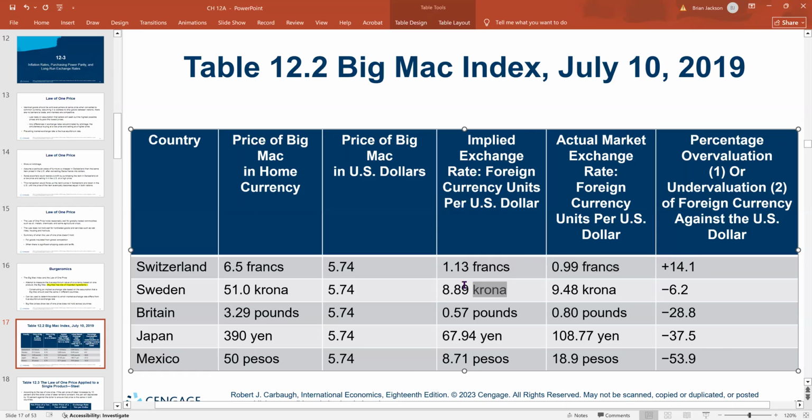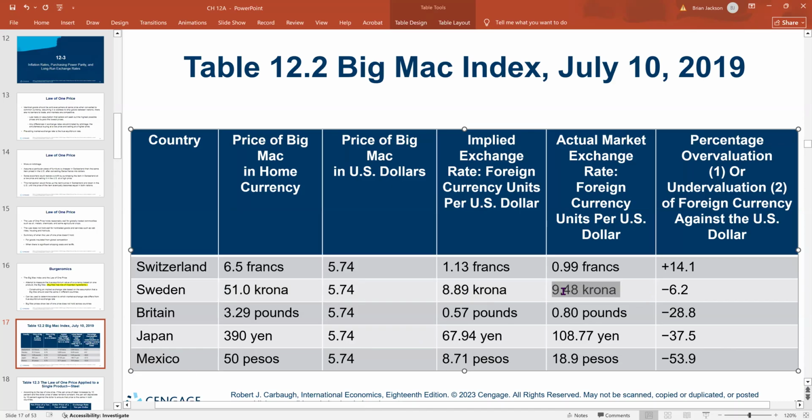Over here for the Swedish kroner, we kind of have the opposite. We see that there's an implied exchange rate by the law of one price of 8.89 kroner per dollar. Why is that? Because the Big Mac on July the 10th, 2019 cost 51 kroner. Again, in the U.S., it's $5.74 per Big Mac. So take the first number and divide by the second number. You'll get 8.89 kroner per dollar.